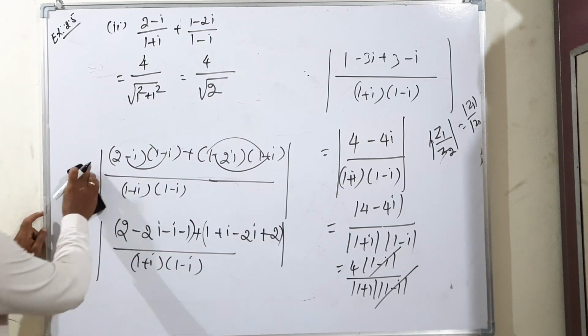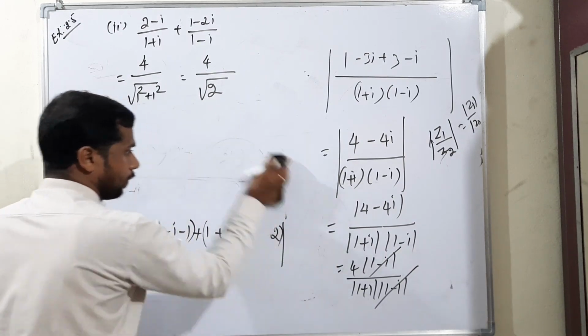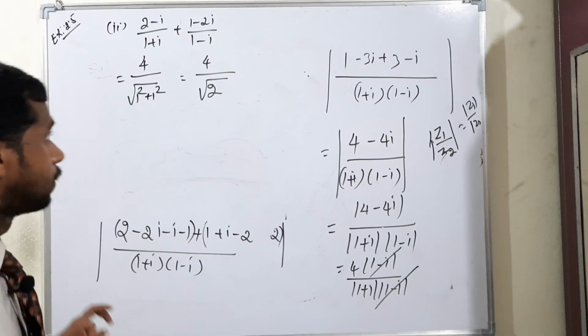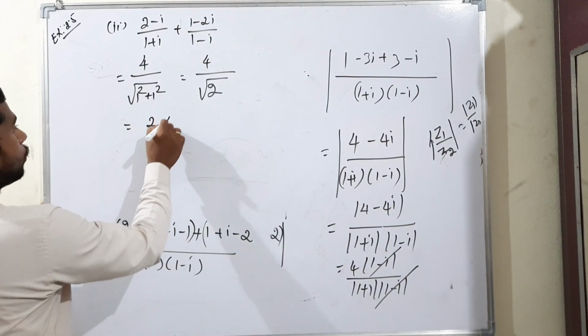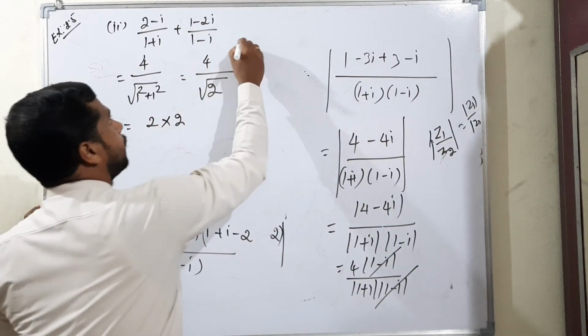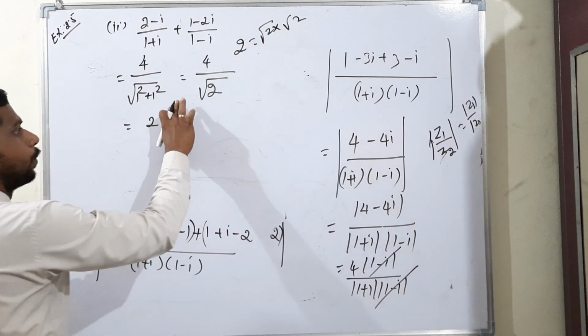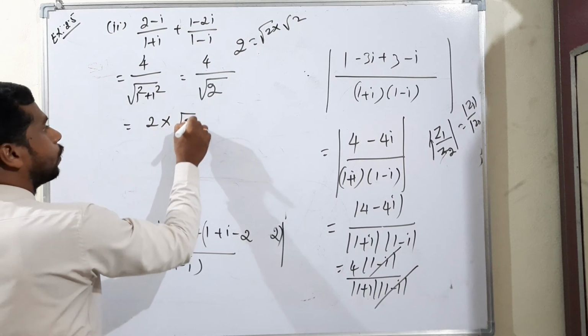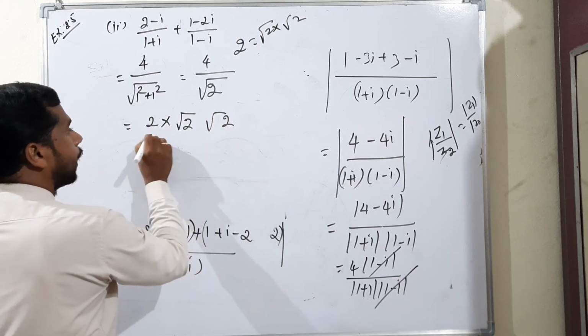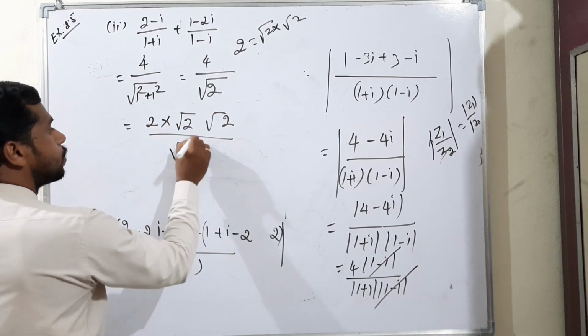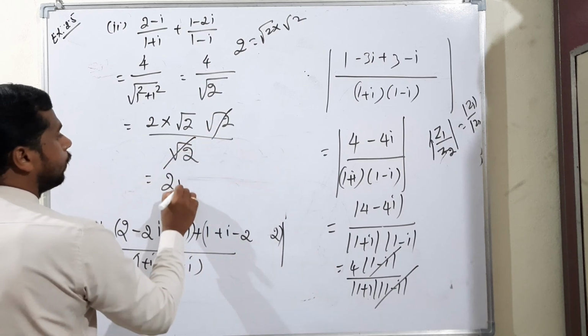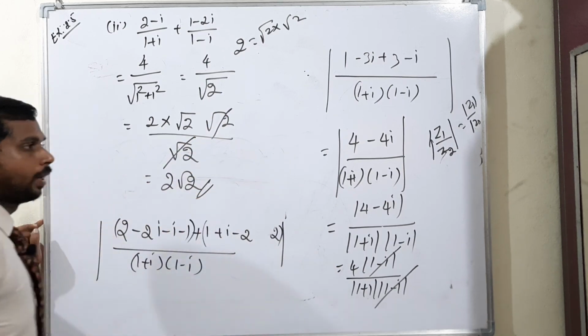So how to finish the line? So 4 we can split now: 2 into 2. Root 2 into root 2 means 2 will come. So we can write now root 2 into root 2, again divided by root 2. So root 2 cancels, and the answer will be 2 root 2. This is our answer. Okay.